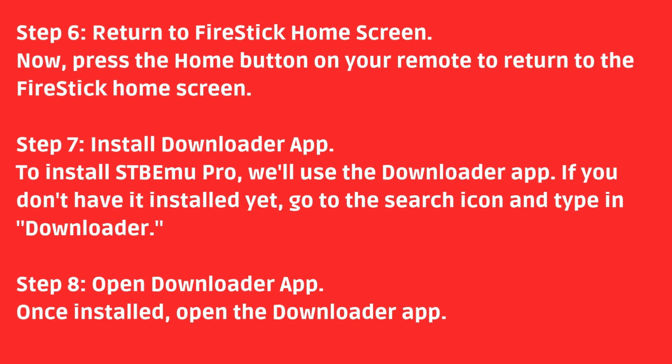Step 7: install the Downloader app. To install STBEmu Pro, we'll use the Downloader app. If you don't have it installed yet, go to the search icon and type in Downloader. Step 8: open the Downloader app. Once installed, open the Downloader app.